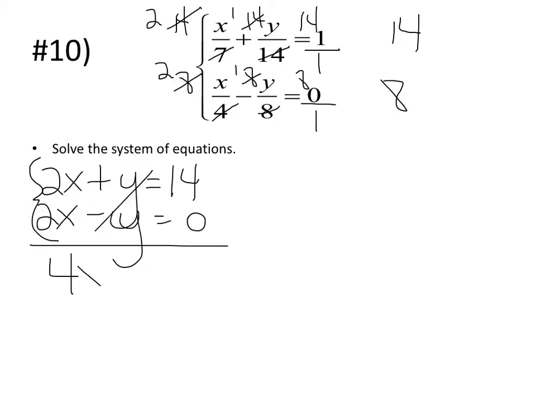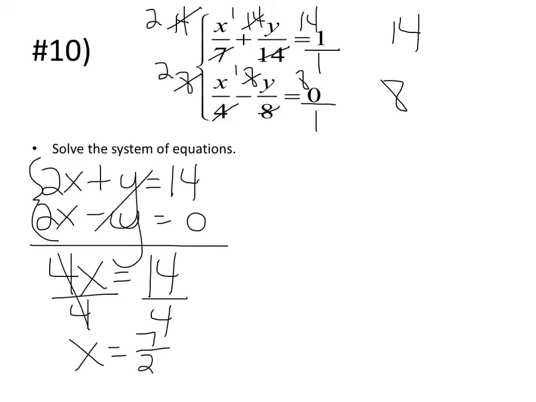So we have 4x is equal to 14. Divide both sides by 4. You get x is equal to 7 over 2. All right, so now we got to take that 7/2 and plug it back in for x.